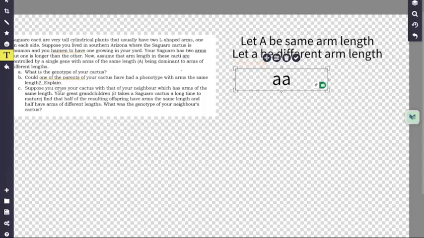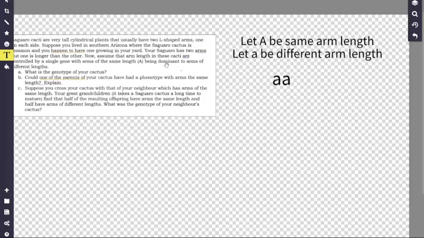Could one of the parents of your cactus have had a phenotype with arms of the same length? So here we're bringing in the idea of what we're actually doing. I didn't go into too much of this, but test crosses. So this is where we bring in the idea of test crosses. So let's say I have this child. I don't know what his genotype is. I can observe his phenotype. He could be whatever, but I don't know what his actual genotype is.